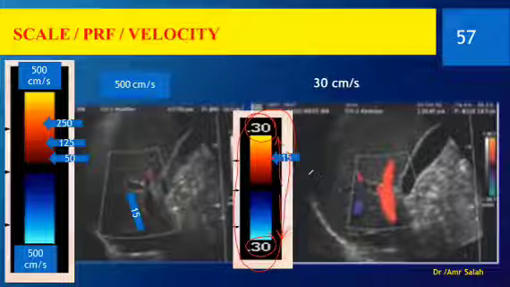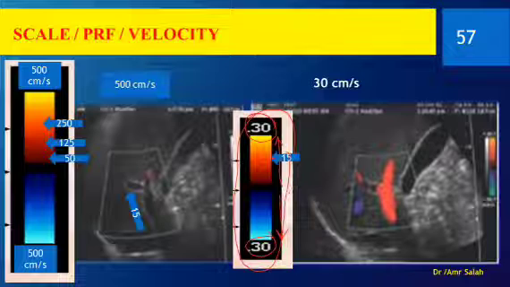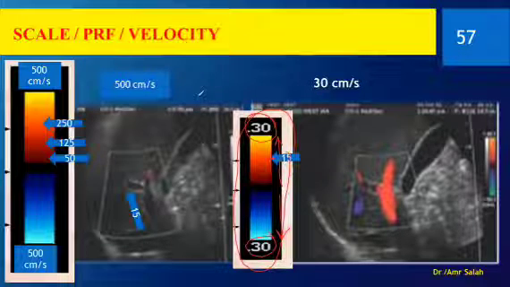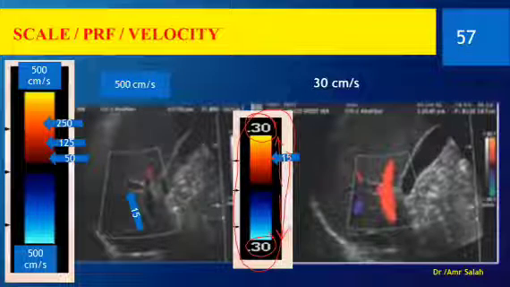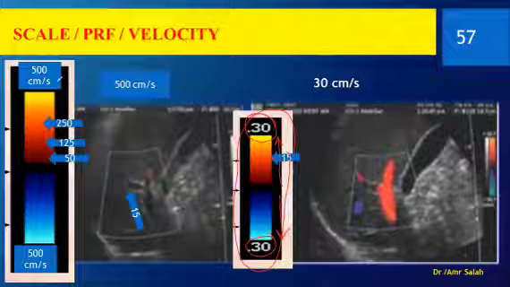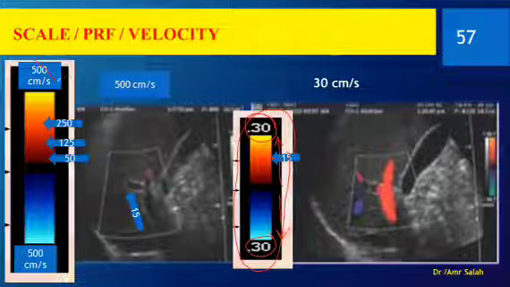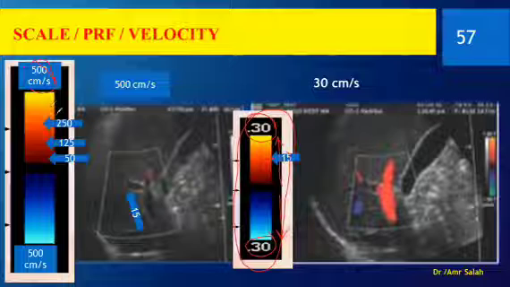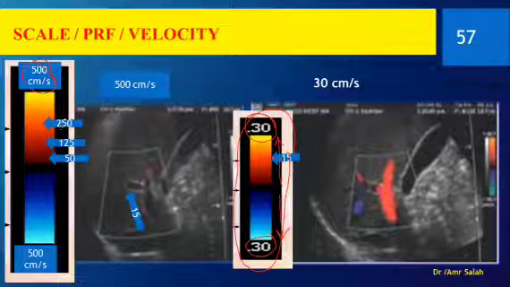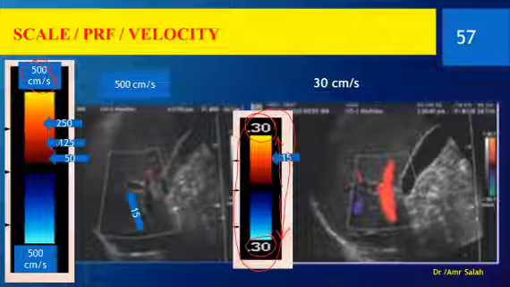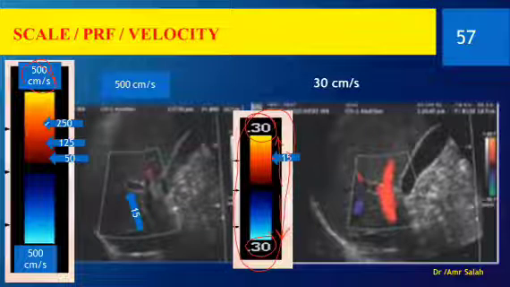So what will happen when we change the scale or the velocity or the BRF, say here around 500? So what will happen? This would mean that velocities near 250, 125, that would hover near the middle of your bar.